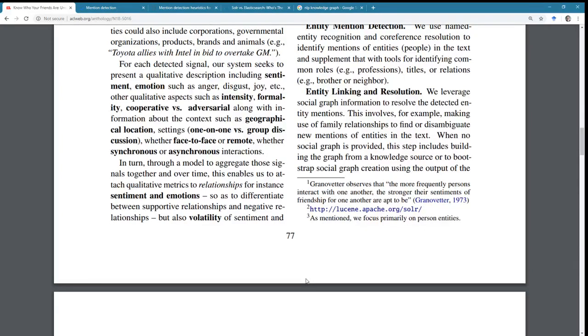Okay, so what they're saying is that once they've created their social graph, then they're going back and using that social graph to sort of fill in the gaps in the text. So not only are they using the text to create the social graph, they're also using the social graph to create the text, hence bootstrapping.